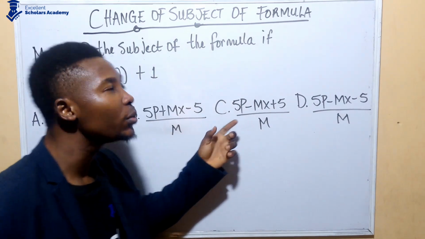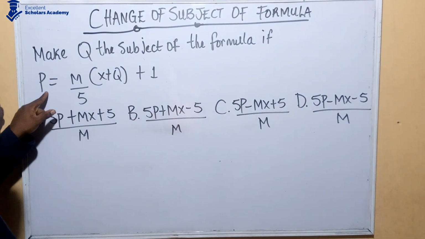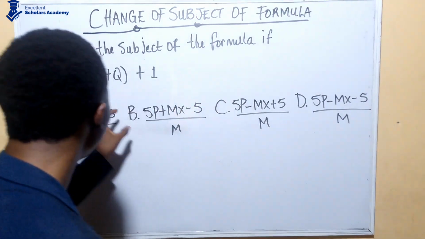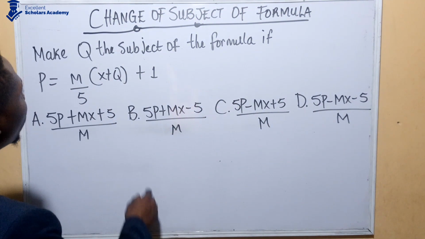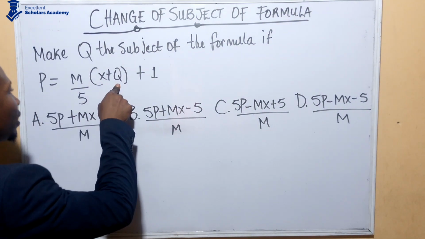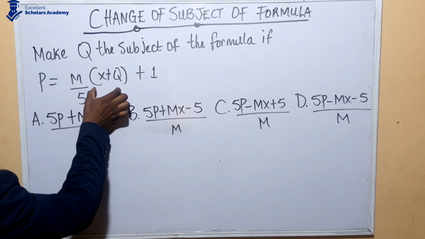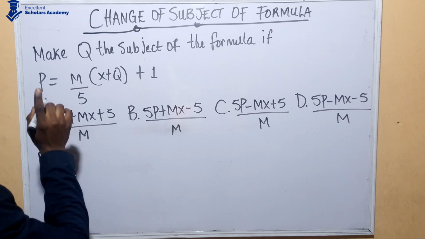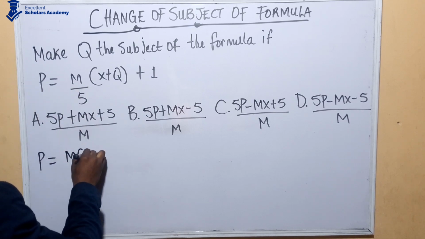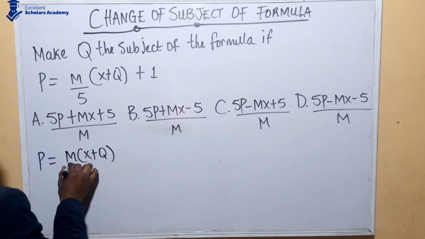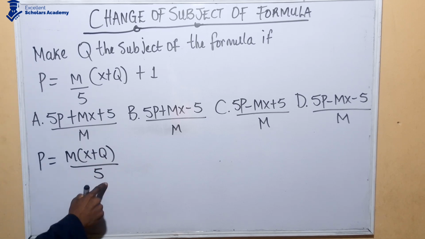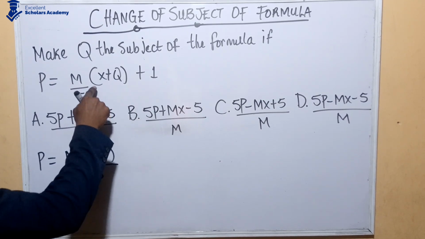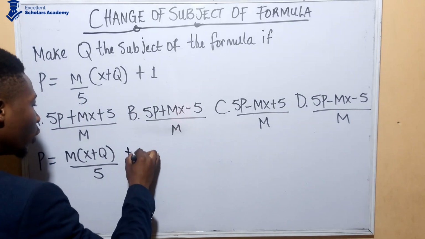Make q the subject of formula if p is equal to m over 5 into bracket x plus q plus 1. I want to make q the subject of formula from this. Now, this is where q is, all right? I want you to know that this m over 5 into bracket x plus q can also be written as p is equal to what? It can also be written as m into bracket x plus q, all over 5, because this is over 5 here, so it affects all of this as a denominator, plus 1.